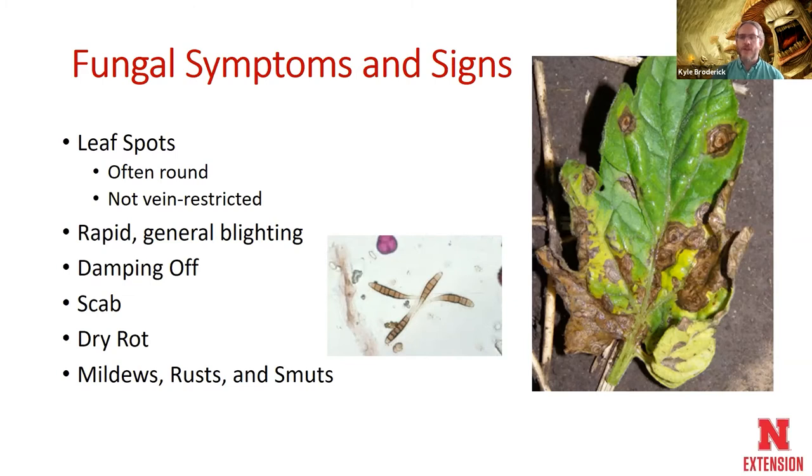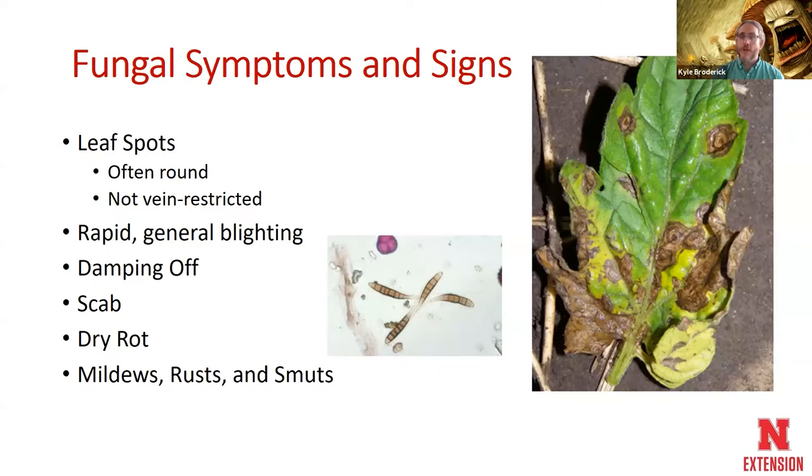We may also have a general damping off that occurs, especially in the seedling stage. Maybe there is a rapid general blighting of the leaf or some wilts that occur. Another thing with our fungal diseases is that some of them can actually rub off on our fingers. Our rusts, our smuts, and our mildews are all fungi, and you can just go ahead and rub those off with your fingers. I'm guessing most everybody here is well acquainted with powdery mildew and has seen it on probably every plant in their landscape.